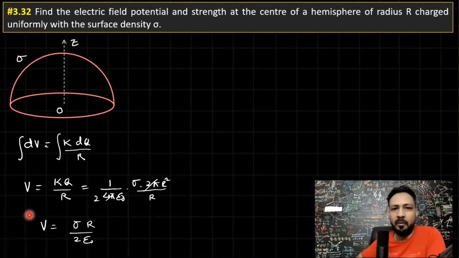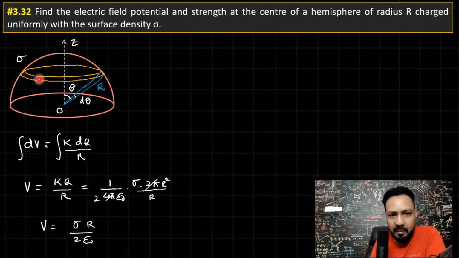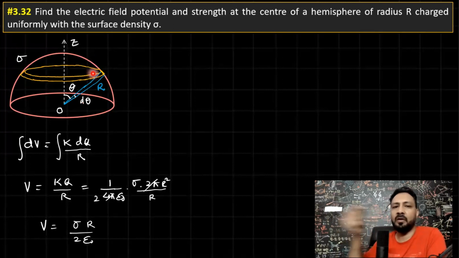Now for the calculation of electric field, we have to divide this hemisphere into suitable elements. And the suitable elements would be what? Rings, because it is a hollow hemisphere. If it had been a solid hemisphere, the element would have been the disk. So suppose such an element is this. This is a ring wrapped over the hemisphere, or you can better say a kind of ribbon wrapped over this hemisphere.